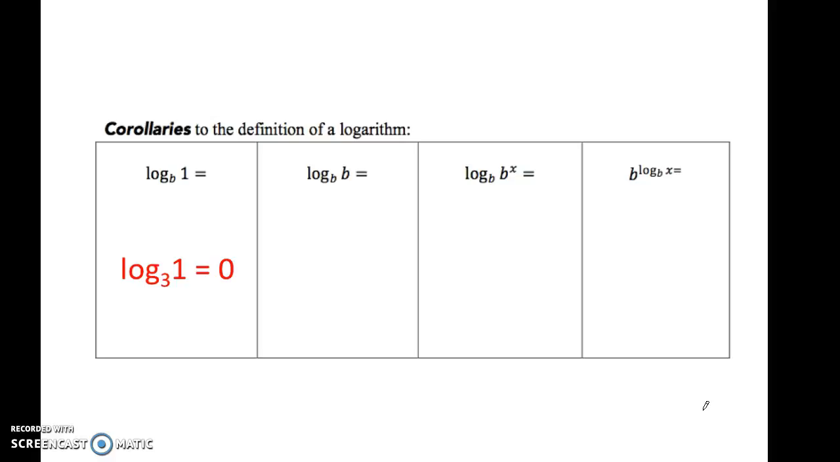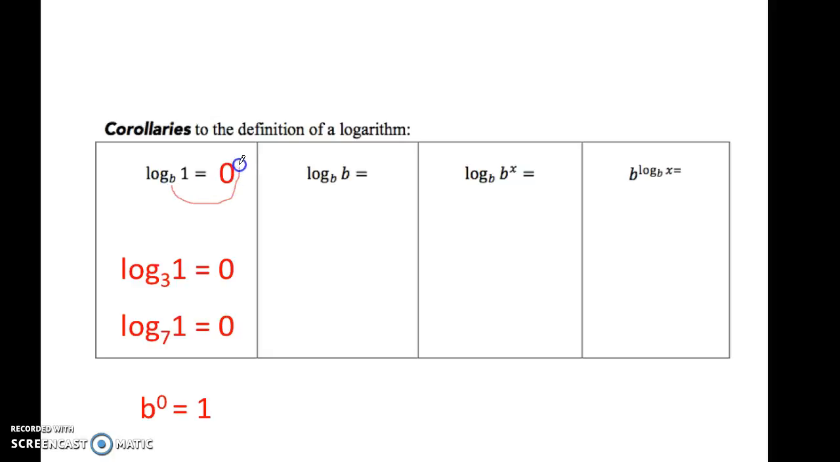Let's plug in another value for b, say 7. Log base 7 of 1. Well, that would also be 0 because 7 to the 0 power is 1. Following this pattern, we see that log base b of 1 will always be 0, and that is because of the log loop.